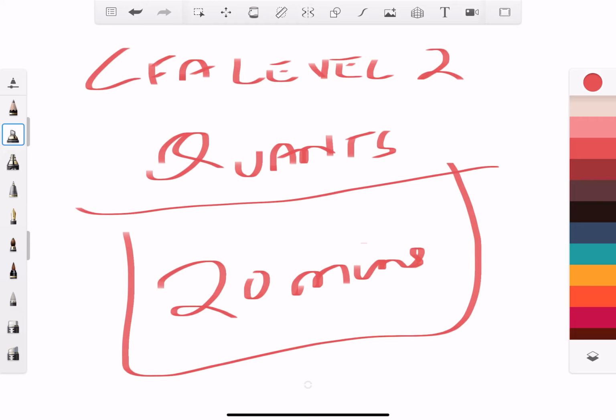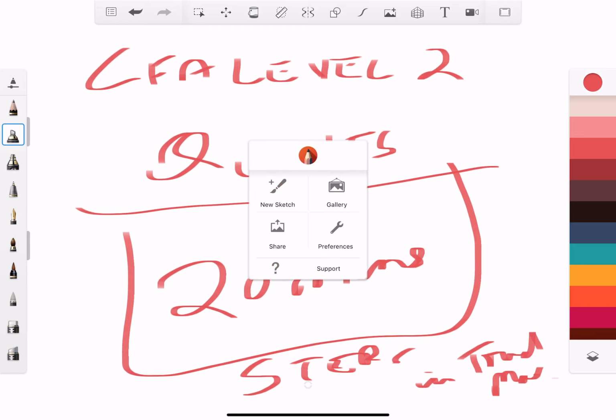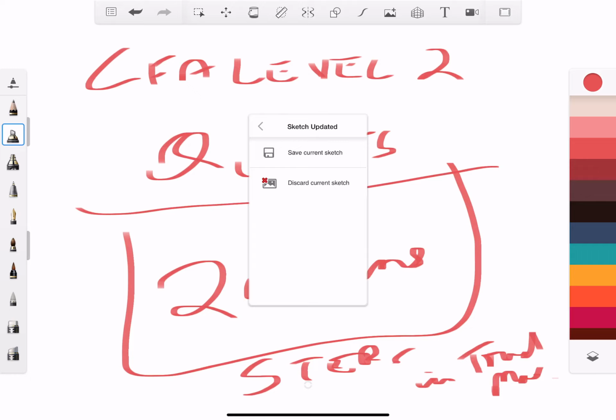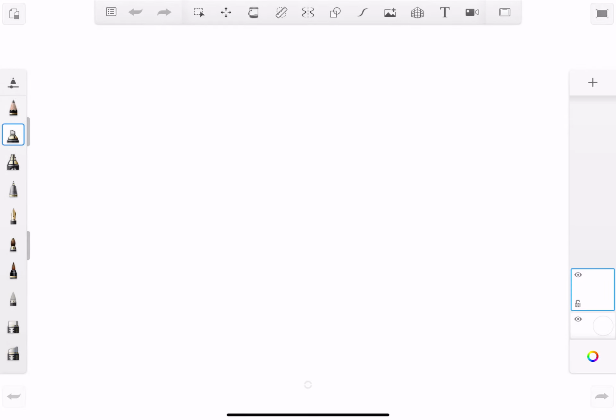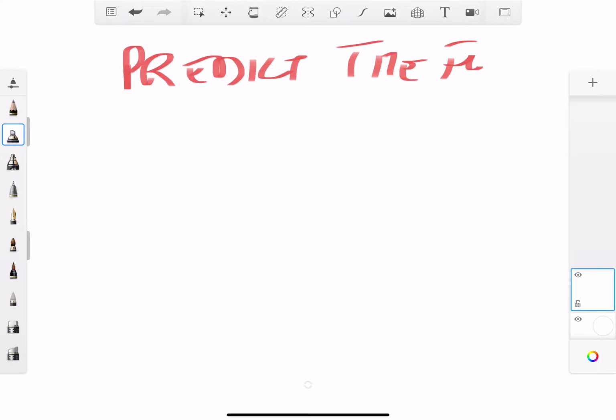So I will also go into what the steps are in identifying a trend model, right? So big picture, what you're trying to see here. When you talk about CFA Level 2 Quants, we are going to try to predict the future, right? So step number one, if we want to predict the future, we need to have some kind of a model.